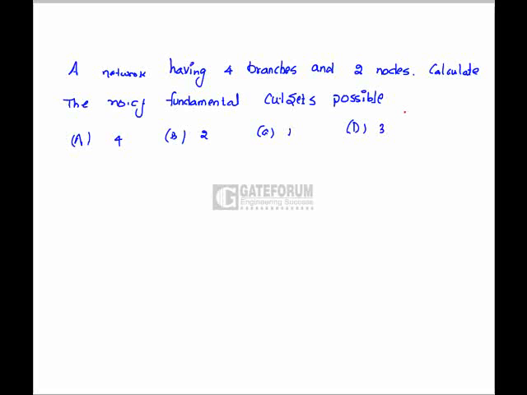Here the question is: a network having 4 branches and 2 nodes, calculate the number of fundamental cut sets possible. We know that this is a question from graph theory, where the number of fundamental cut sets equals the number of nodes minus 1. Here the number of nodes n is 2, so 2 minus 1 is 1. Hence option C is correct.